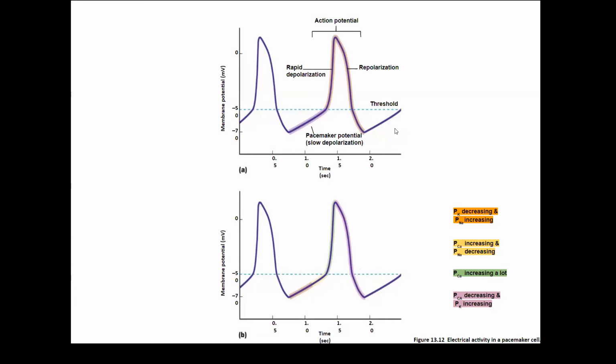Questions about these graphs before we move on to what's going on in the cardiac cells as opposed to the pacemaker cells?